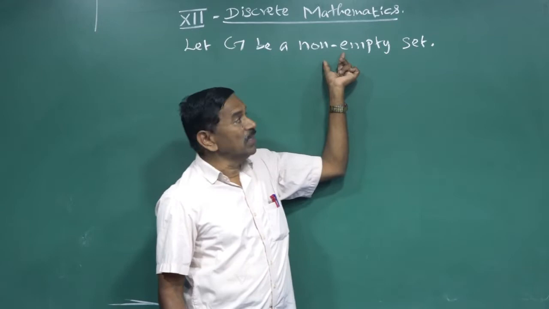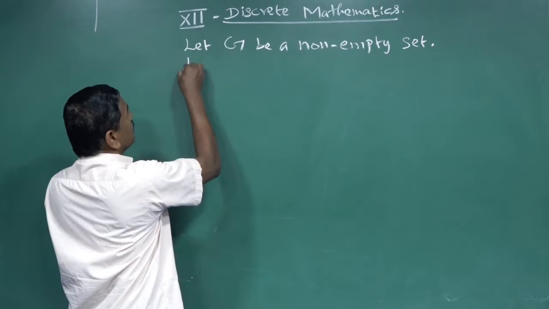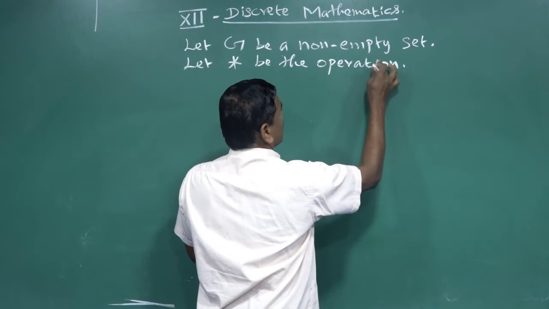Let G be a non-empty set, condition 1. Next, condition 2: let star be the operation. That's all. Let G be a non-empty set, and let star be the operation.